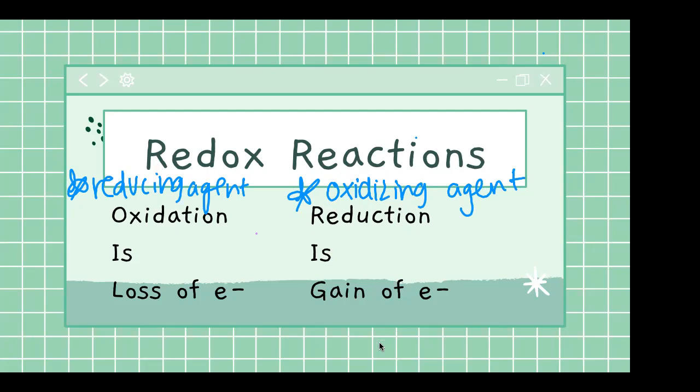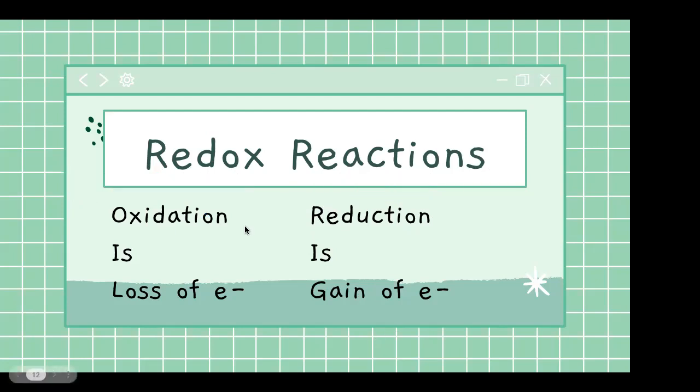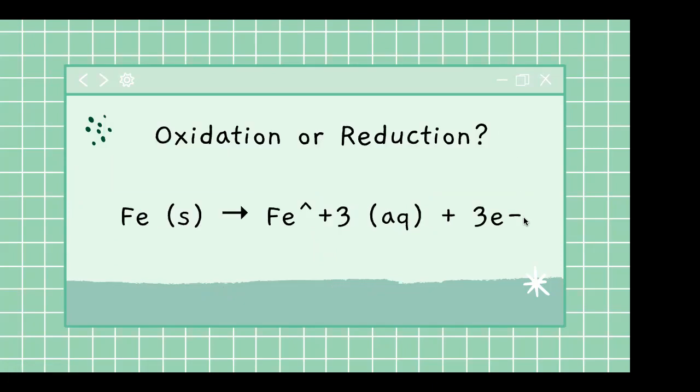Okay. But yeah, I think it's better to apply it in the practice problem. So we'll just go straight into it. So is this iron undergoing oxidation or reduction? Any guesses, answers?